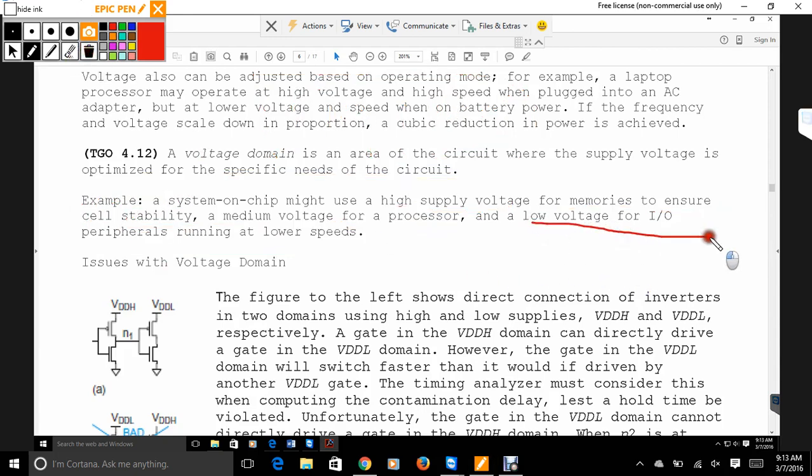And then low voltage for I/O peripherals. So think back to the last example from section 3, where you had all those inverters. Remember we had the different inverter sizes. We had to figure out what the proper buffering is to have the appropriate logical effort. So what was the goal of that design? What were they driving?